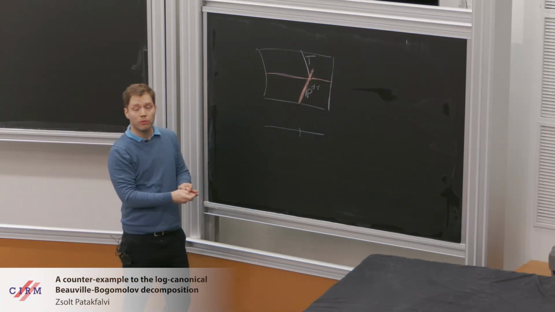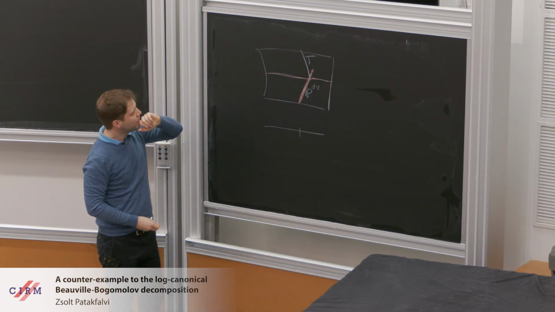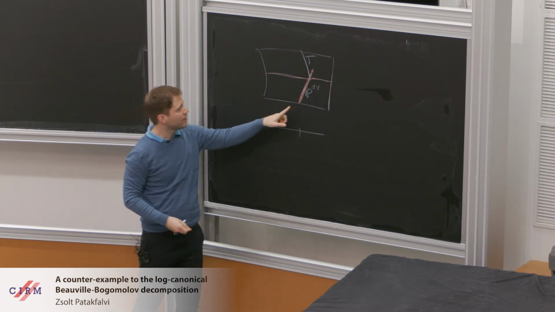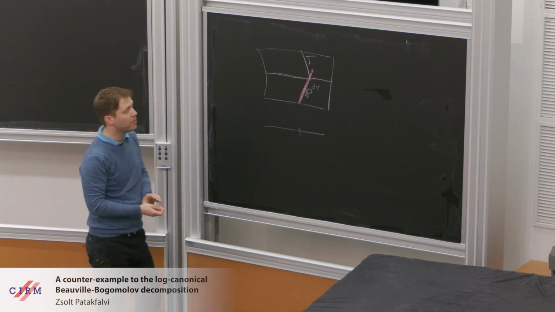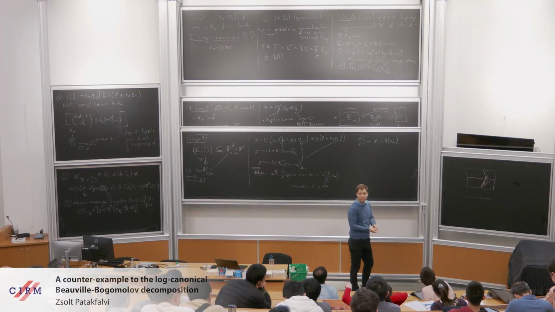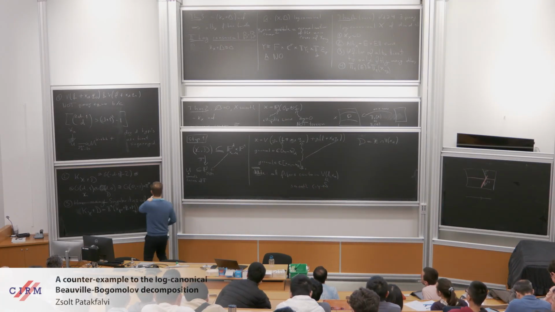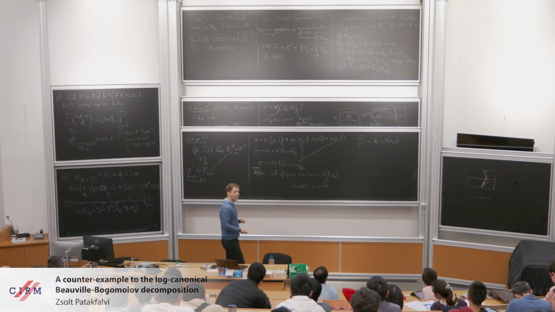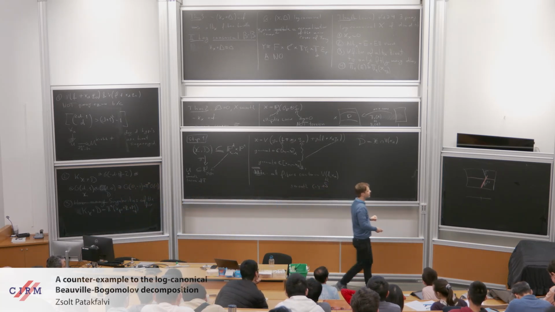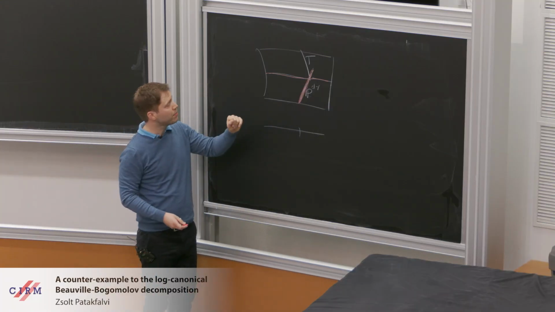And so what you can do is contract T by running some adequate MMP, and then you can subtract this whole fiber from the boundary. And then you get to a case where instead of -1, you have -2 here, and then you can pull back to an elliptic curve, and you are happy. So this is how you get the DLT counterexample.